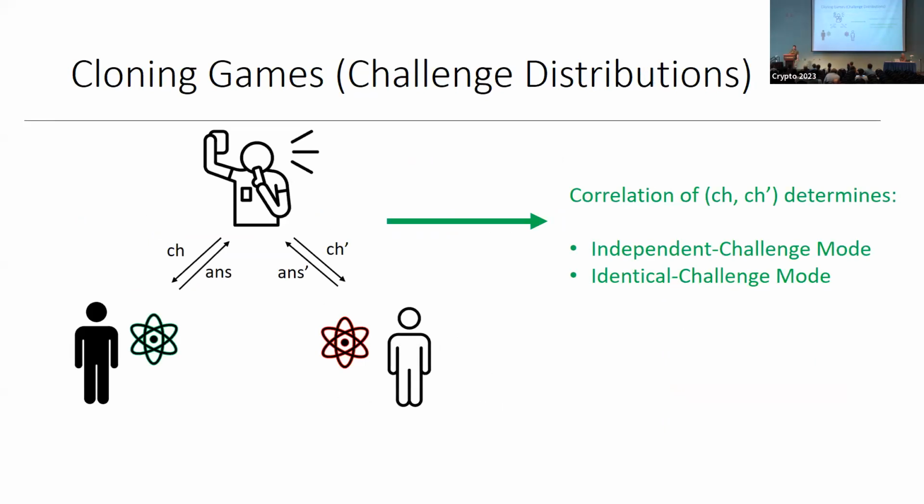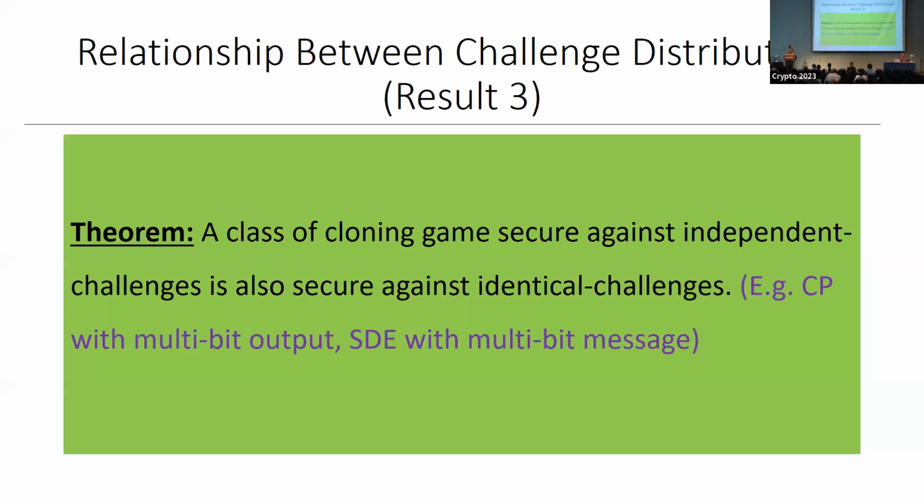Now, if you recall, in the verification phase, both parties get a challenge. They need not be the same, and depending on how they're correlated, we have the independent challenge setting and the identical challenge setting. And with this, I'll describe our third result, which I skipped before, which says that for a general class of cloning games, if it's secure against independent challenges, it's also secure against identical challenges. And this class includes, for example, copy protection and unclonable decryption keys for certain parameter regimes.